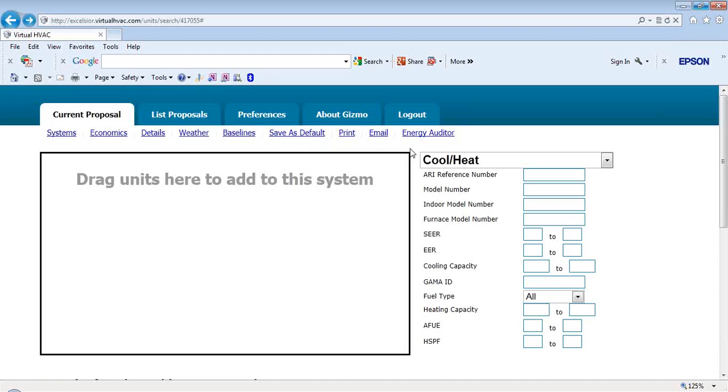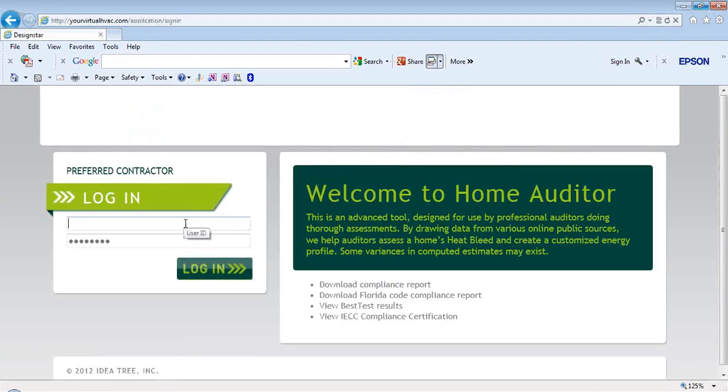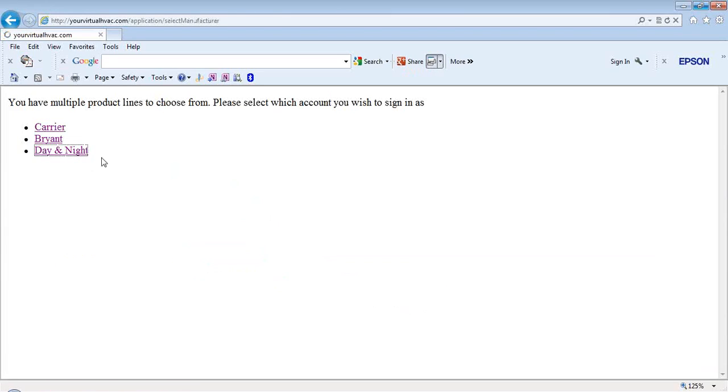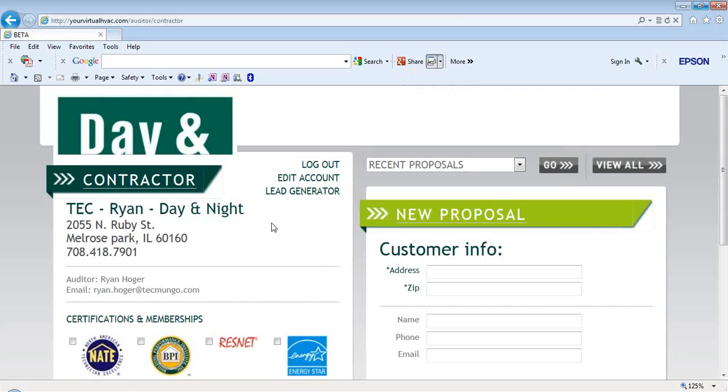But what we're going to click on over here is the Energy Auditor tool. That's what I want to show you guys today. And unfortunately right now, until that website change happens, it actually asks you to log in again. All right. So I logged in again. All right, so here's my basic tool. This is who I am, TEC Ryan, day and night.